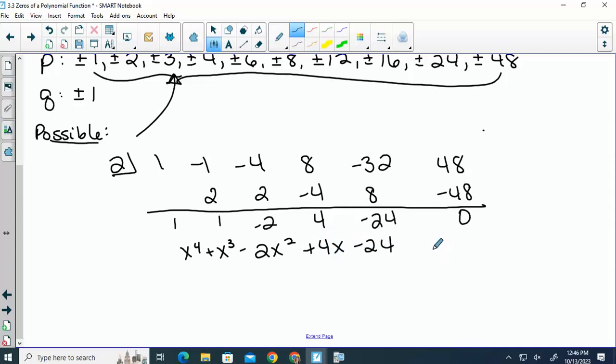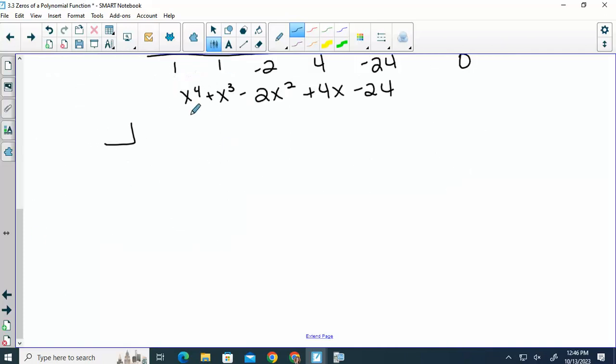Any hopes of factoring this yet? So we need another one that works. You can put them into the original or just put them into this reduced one. Let's see, so I'd already tried 1 and -1. If they didn't work the first time, they're still not going to work. Does 2 work again? Yeah, 2 looks good.